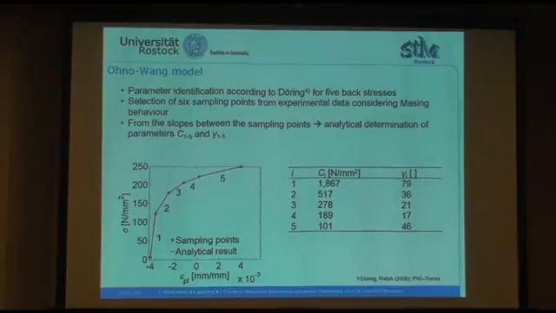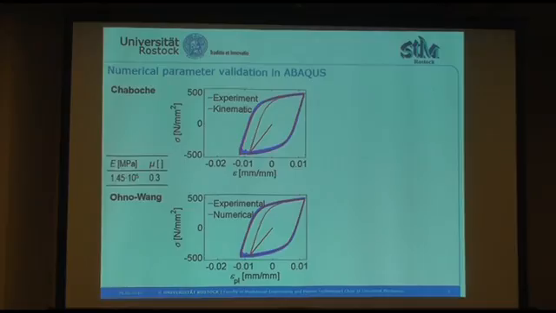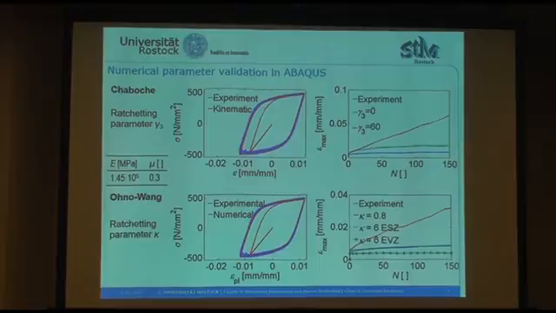To validate them, strain control simulations were made in Abaqus on a plain rectangular model, and for the Eurovan model, a yield stress of 250 megapascal was chosen or applied. As you can see, both material models are able to describe stress-strain behavior under strain-controlled loading very well, and to determine the ratcheting parameters gamma 3 and kappa respectively, stress-controlled simulations were also made.